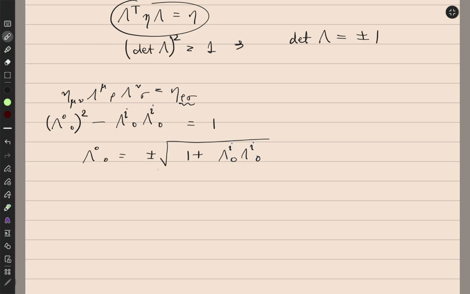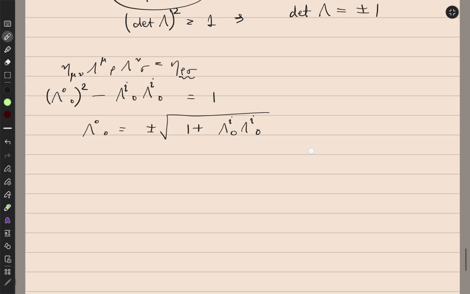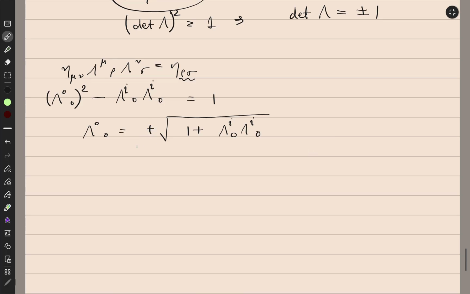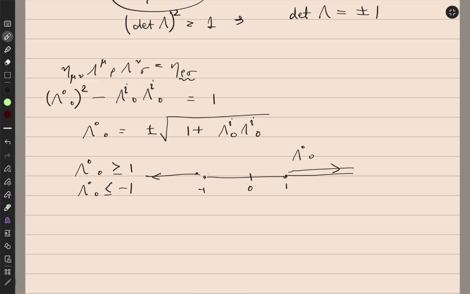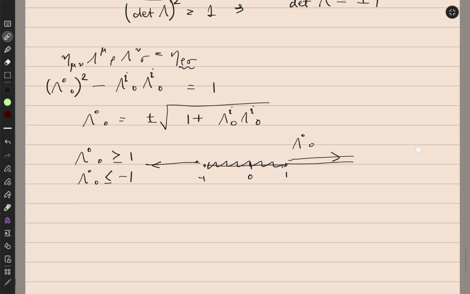Now since this is a positive number, and this is greater than 1, as you can see, this means that we can have lambda 0 0 either greater than or equal to 1, or it can be smaller than or equal to minus 1. Meaning that if this is a number line with 0, 1 and minus 1, your lambda 0 0 can be either here or here. It cannot exist in this range.